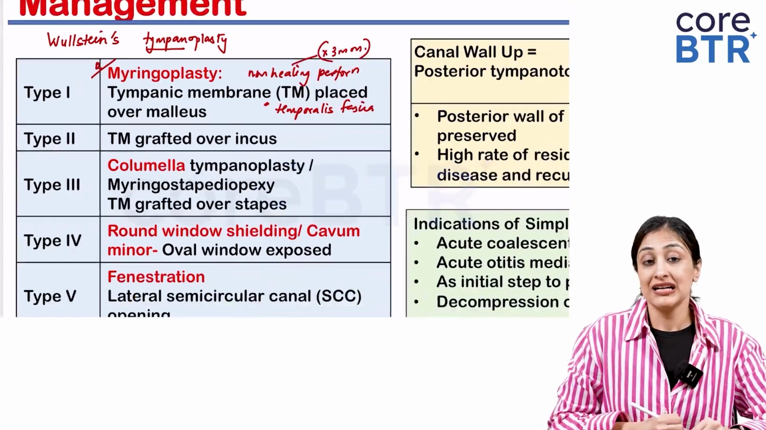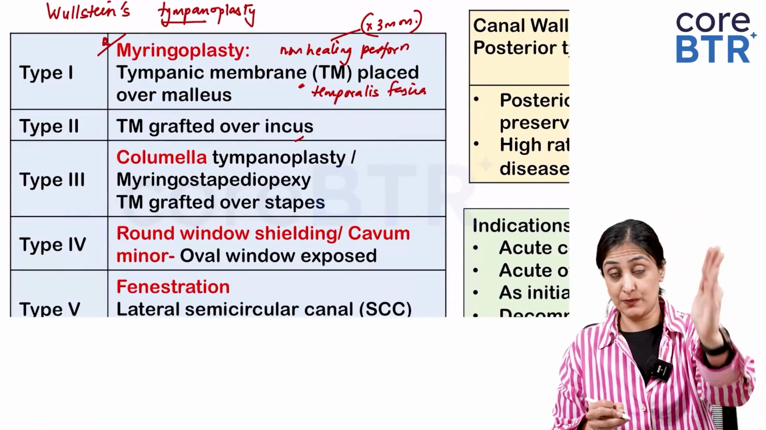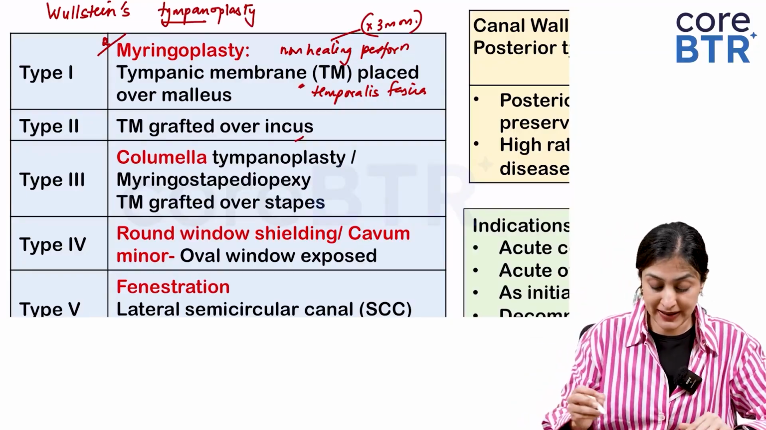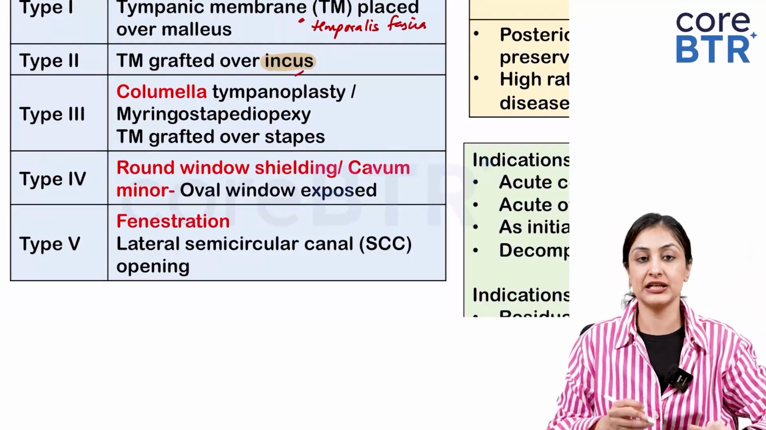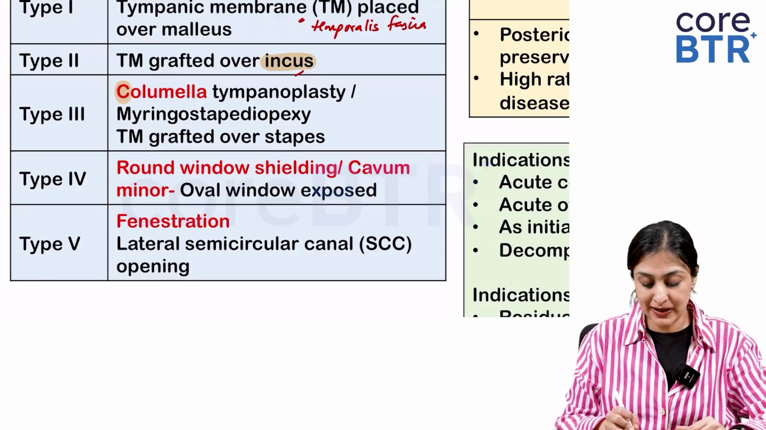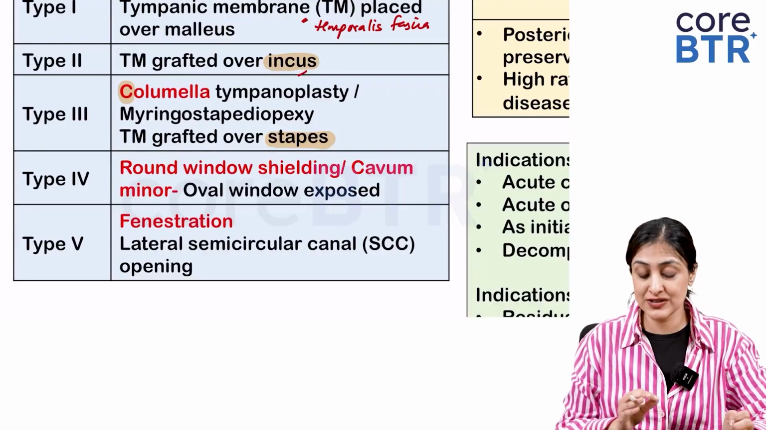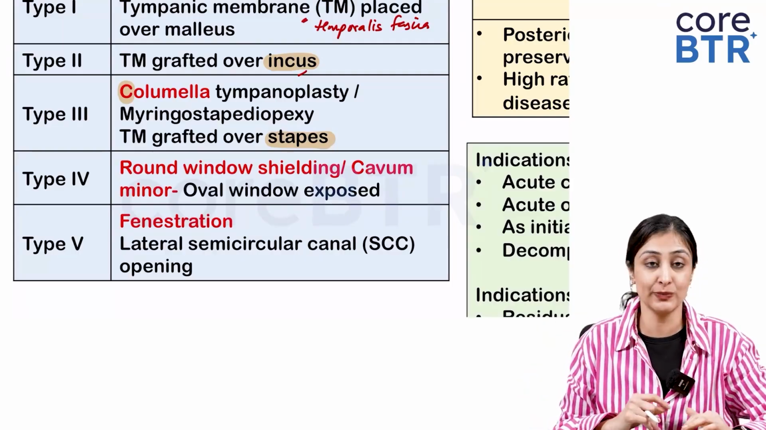Then in type 2, we are going to place it over the incus. So malleus is done, now we go to incus. Type 2 is where the tympanic membrane graft is over the incus. So first malleus, then incus. Type 3, the third letter is C. This is columella tympanoplasty, where you are putting it on the stapes, also called myringostapediopexy, right? You are fixing it on the stapes, columella.